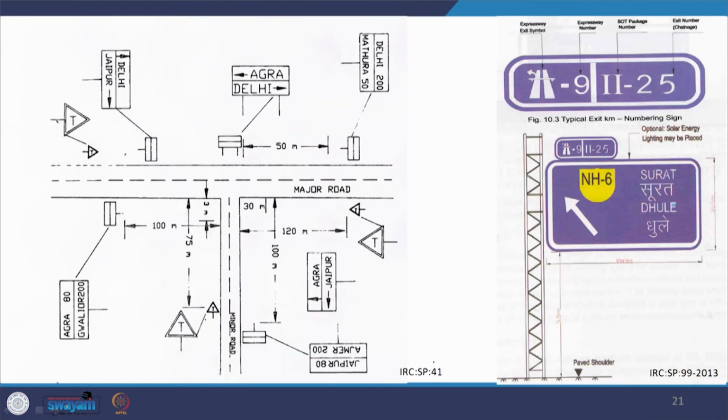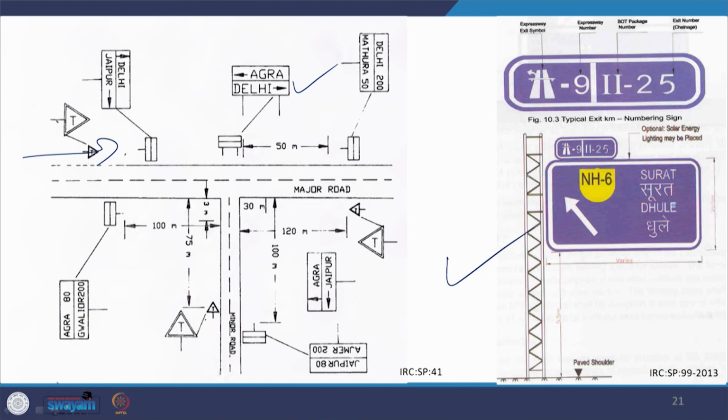Here again is another case of a T intersection, and this T intersection is possibly on a rural highway, which is where this type of information comes in. It tells you that if you are coming from here and moving left or right, you go to either Agra or Delhi, or if you are coming from the other direction and go straight, you are going to Delhi.